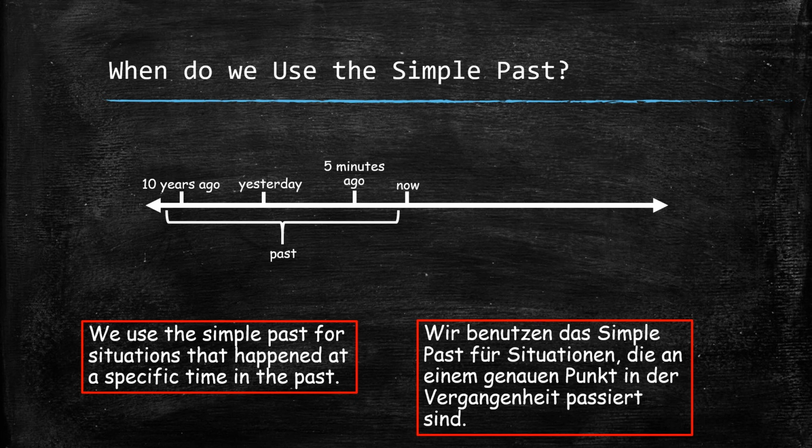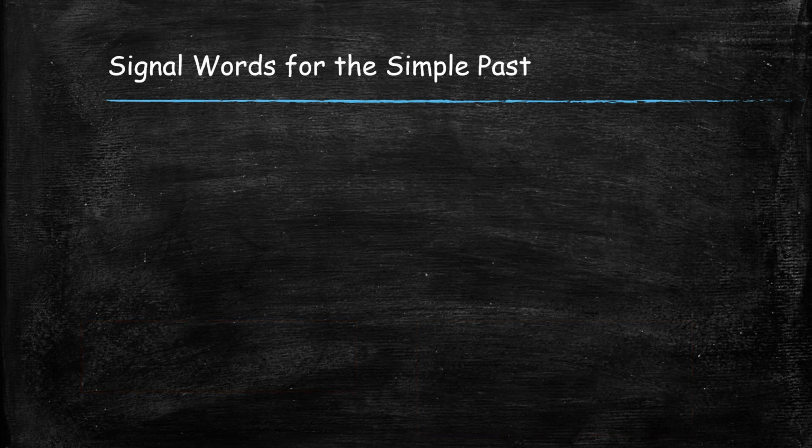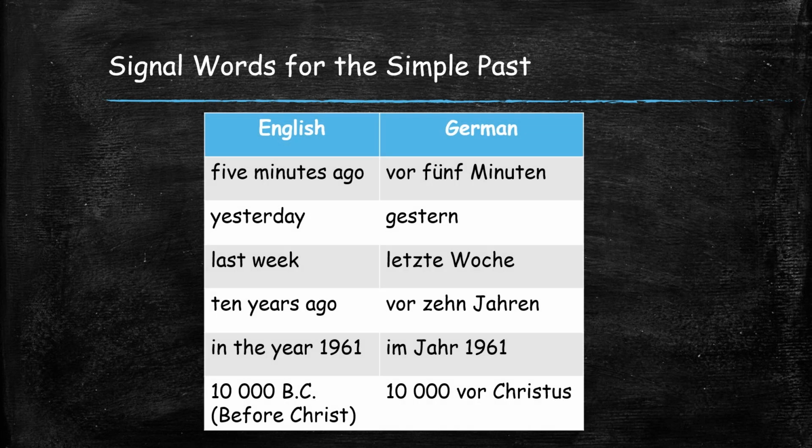Because there is an unlimited, eine unendliche number of events in the past, there is also an unlimited number of signal words. But don't despair. They are all really easy to spot. Here are some examples. If you feel like you have never heard of these words before, then feel free to copy this into your exercise books.